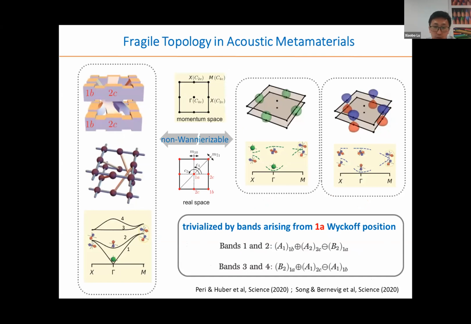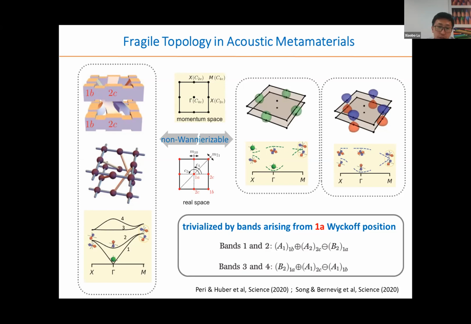I'm not going into the details of this work, but it was published in Science early this year. Basically, they built this kind of lattice and then calculated and measured the spectrum of this metamaterial, comparing with the localized orbitals in the atomic limit. They found that it is not possible to represent it by localized orbitals. This gives the topological features, and it can be further trivialized by adding other trivial elements.